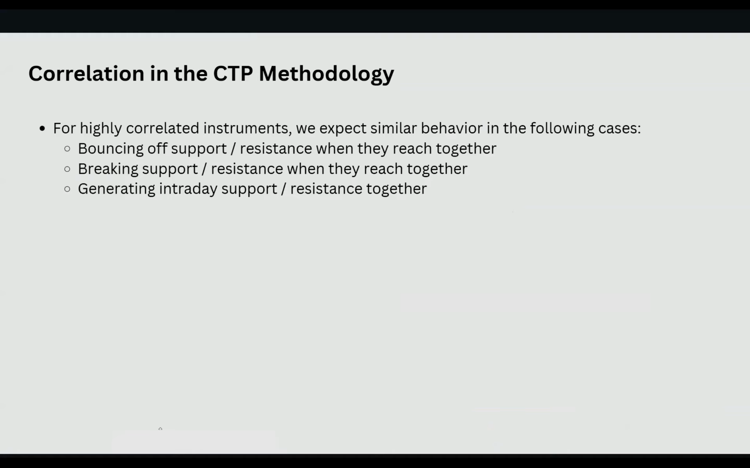So according to the CTP methodology, for two highly correlated instruments like ES and NQ, we expect similar behavior. Similar behavior when bouncing off their key levels, when breaking through them, or when they generate intraday support and resistance key levels. I'll explain the intraday in detail in the next lesson.